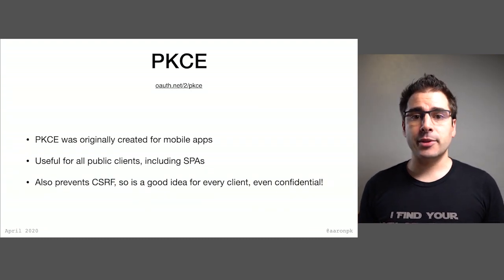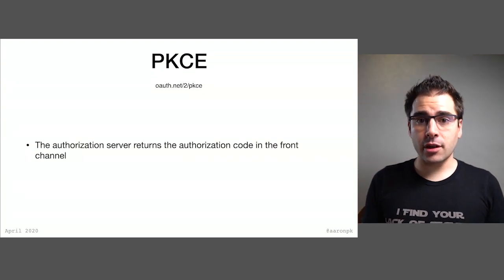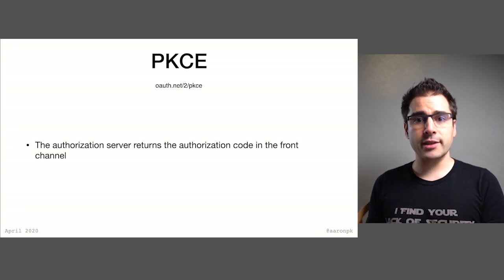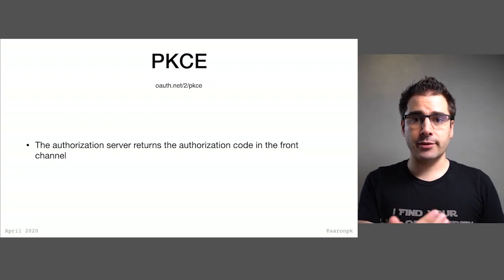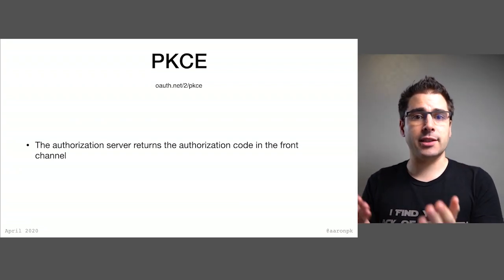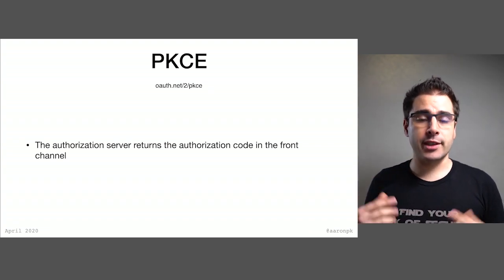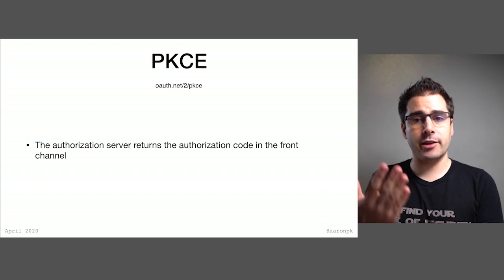PKCE is a mechanism that protects the authorization code in the redirect. So in the traditional authorization code flow, the authorization server issues the authorization code, sends it in the URL back to the user's browser. The user's browser delivers it back to the application, and the application then exchanges it for an access token. It's a little bit of a round trip there, but the reason for that is so we can actually get the user in front of their computer and authenticate them there at the OAuth server.